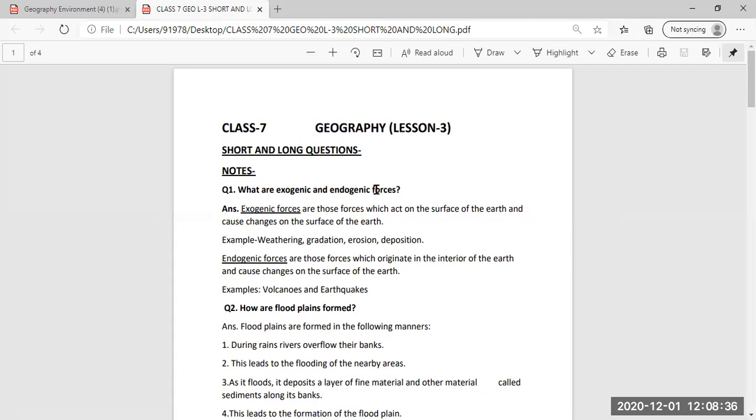Today we'll begin with the discussion of short and long question answers of geography lesson number 3. In our previous class, we completed this lesson and discussed the very short question answers of the same. Today we will begin our class with the discussion of short and long answers of lesson number 3 geography. Then we are going to continue with geography lesson number 4, Air.